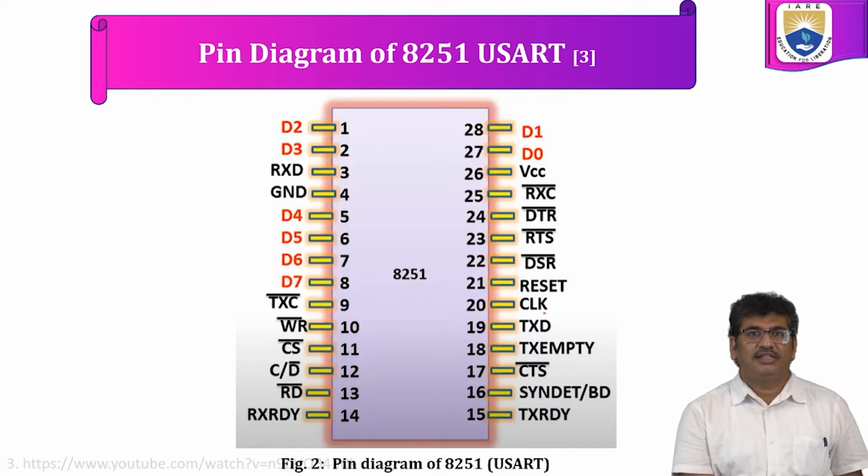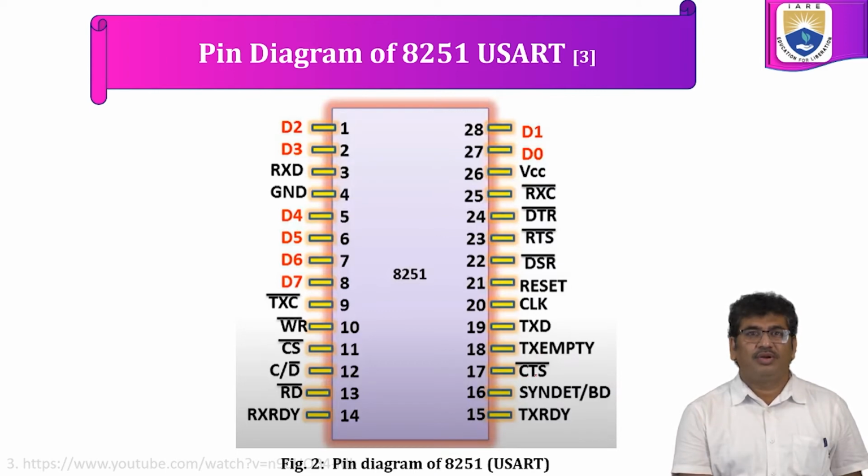Clock, this will give the clock pulses necessary for operating 8251. TXD, transmit data. The data will be transmitted serially through the TXD line. TXEMPTY, this indicates that whatever data the processor sent for transmission has been sent through the TXD line. So once the data is transmitted through the TXD line, the transmit buffer will be empty. That emptiness will be indicated on this line.